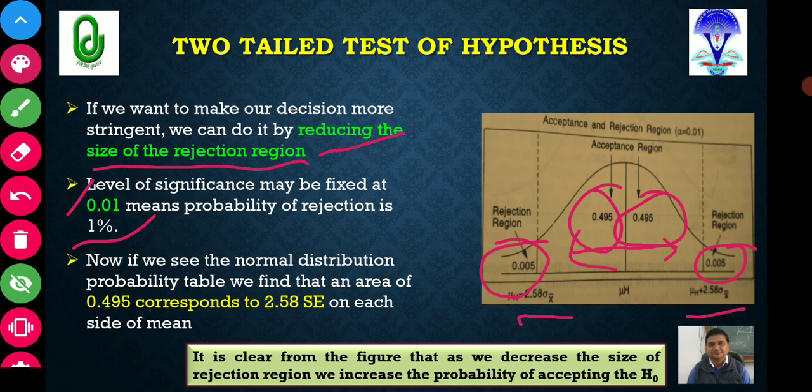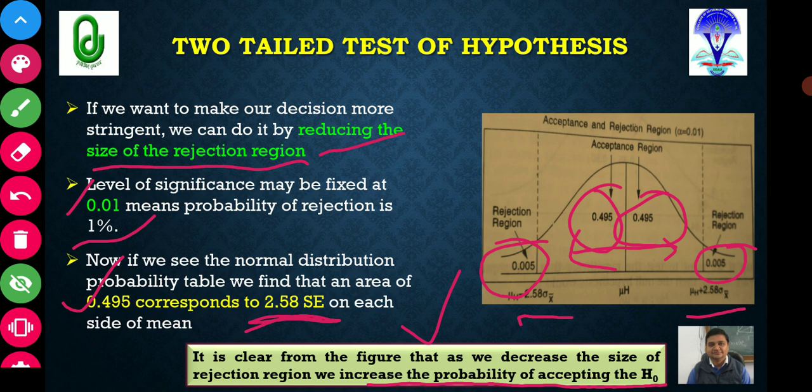Now if we see the normal distribution probability table, we find the area of 0.495 corresponds to 2.58 standard error on each side of the mean, that we have already seen. It is clear from the figure that as we decrease the size of the rejection region, from 5% to 1%, we increase the probability of accepting the null hypothesis.